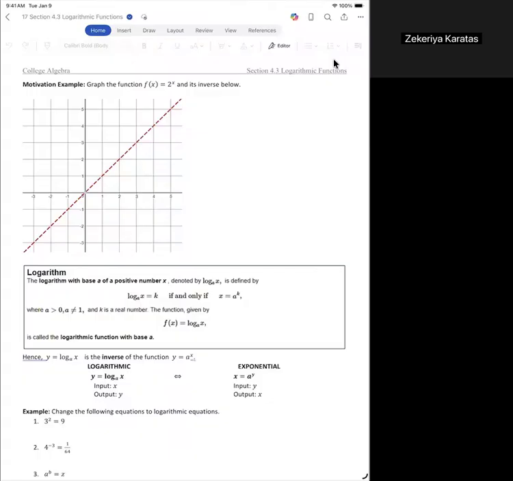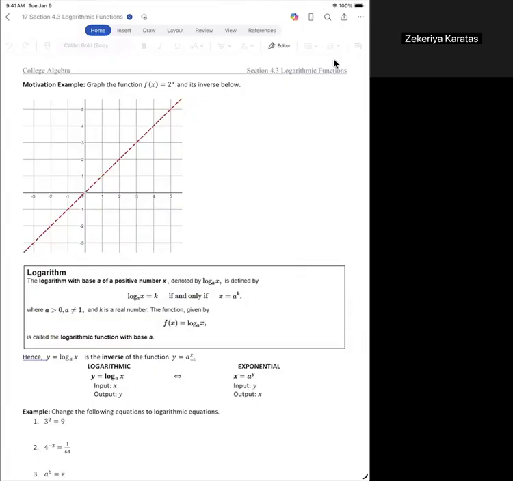So, why do we need logarithmic functions? Logarithmic functions are the inverse functions of the exponential functions. They're used heavily in multiple areas, and in this section, we're going to go over the basics about that.